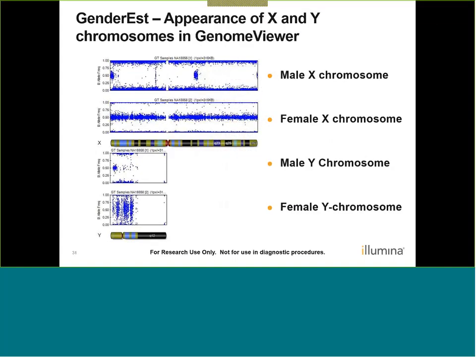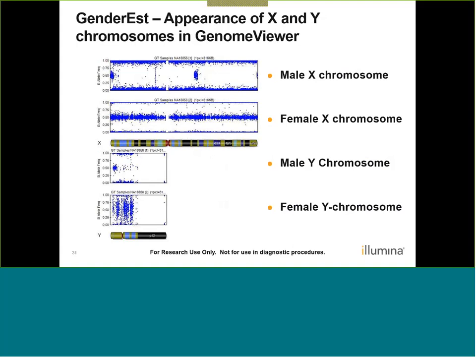All right, just a quick look at the data that comes from male and female chromosomes. You can see at the top we have a male sample, and the X chromosome lacks any heterozygosity, whereas the female X chromosome shows heterozygosity because it has 2 X's. On the Y chromosome, the male shows definite A and B genotypes with a small amount of heterozygosity due to the pseudoautosomal regions that are present.